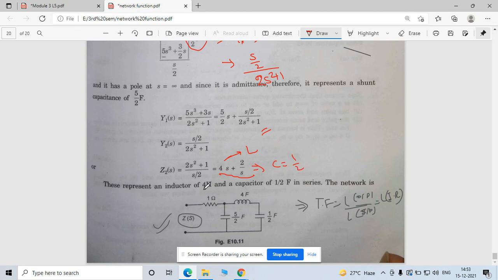So the inductor 4s and the capacitor 1 by 2s are in series, right? See here, the inductor and capacitor are in series for this, and this 5 by 2s is nothing but your Y1 of s. Okay, so this overall function is your Y of s, right?